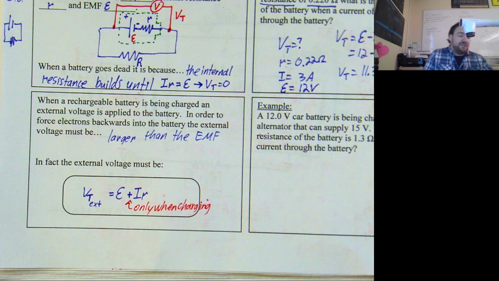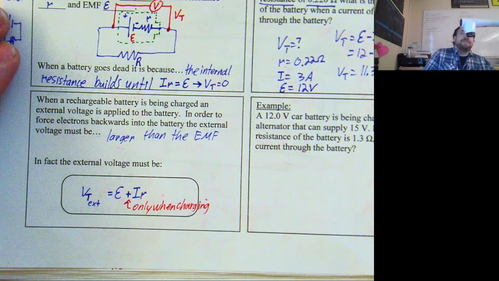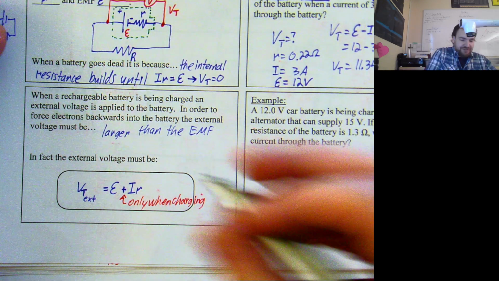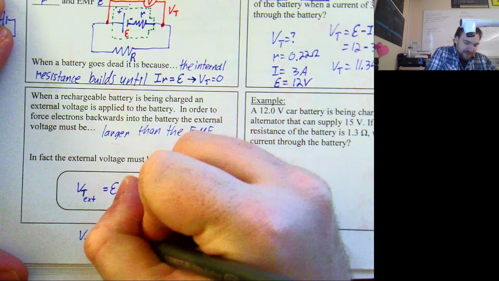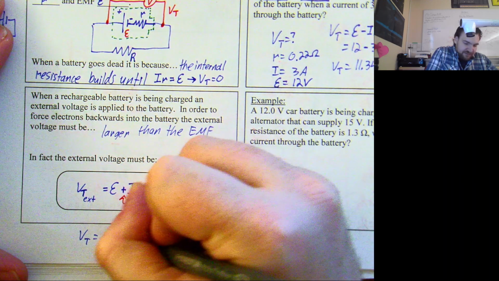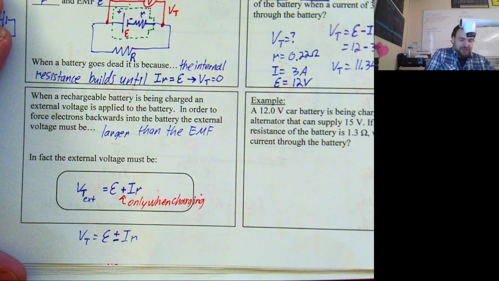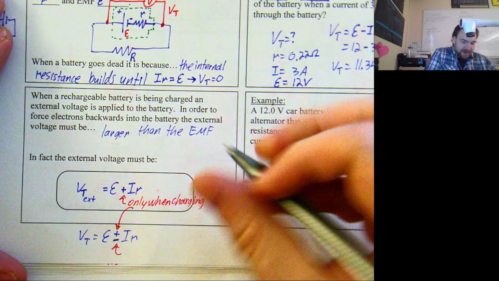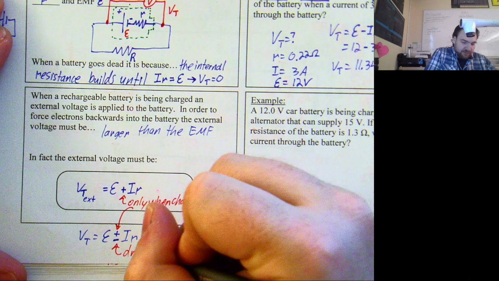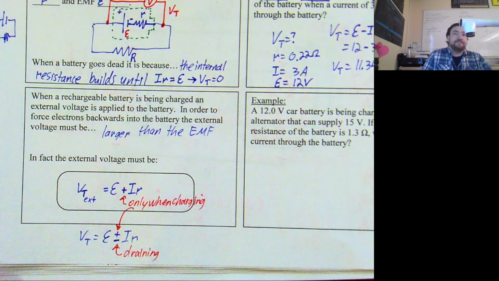So on your formula sheet, how you're actually going to see it, and typically how we quote terminal voltage, is we just write it like this. VT is equal to epsilon plus or minus IR, and it's understood that the plus is for charging, the minus is for draining, when you're actually using the battery, or whatever it is.